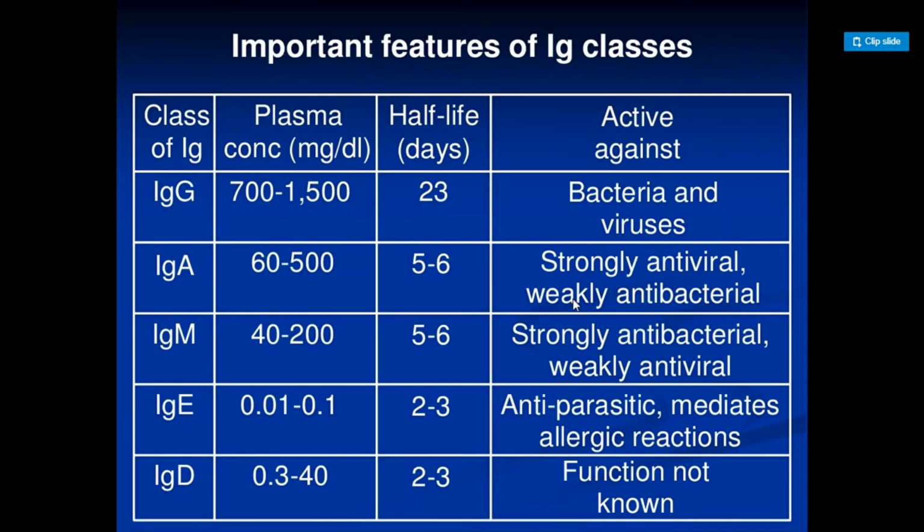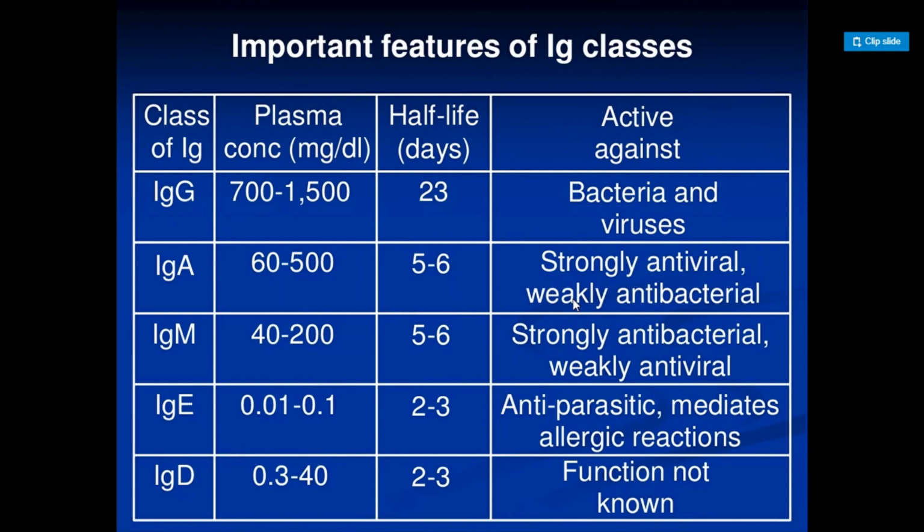Then the important feature of the immunoglobulin classes: here in the table we can see different classes of immunoglobulin and their concentration in the plasma. Here immunoglobulin G has the highest concentration, whereas D has the least concentration. As compared in the half-life, IgG has a half-life of 23 days, which is the highest, whereas the others, IgA, IgM and IgE, have only 5 to 6 or 2 to 3 days of half-life.